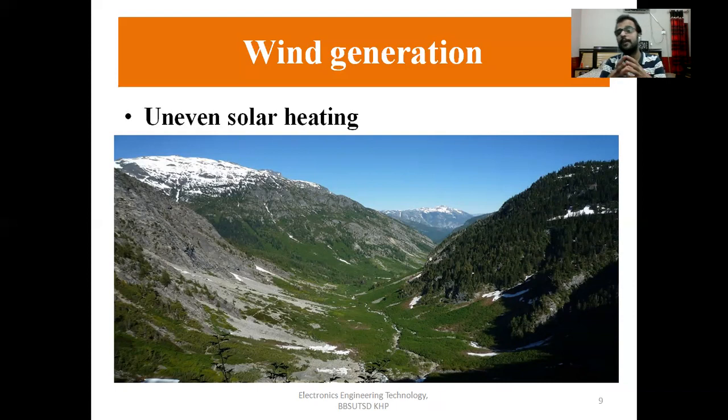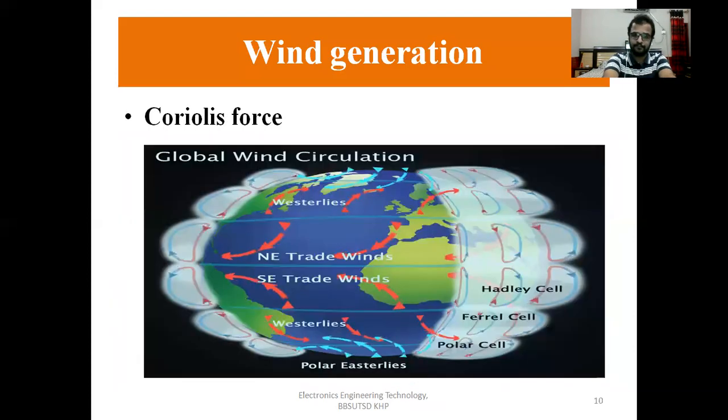So these are basically the main four reasons of uneven solar heating, and due to that there is a change in pressure gradient and temperature. That's why our air moves, and the motion of that air is known as what? Wind. So you can say that wind can be generated due to uneven solar heating.